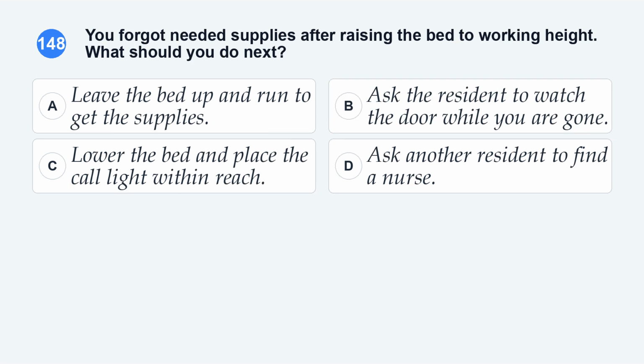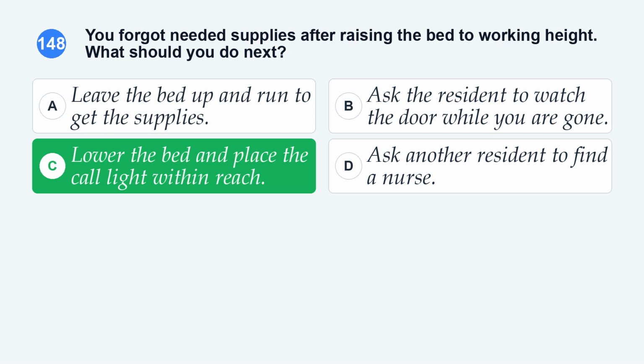Question 148. You forgot needed supplies after raising the bed to working height. What should you do next? Option A, leave the bed up and run to get the supplies. Option B, ask the resident to watch the door while you are gone. Option C, lower the bed and place the call light within reach. Option D, ask another resident to find a nurse.